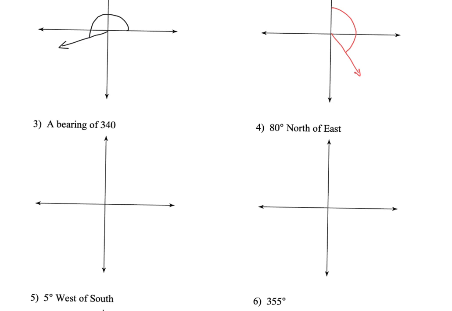So for number 4, 80 degrees north of east. Remember on this, we're talking north, south, east, and west, right? So if I want north of east, this is going to be the 80 degrees. In that case, they handed me my reference angle in the instructions.